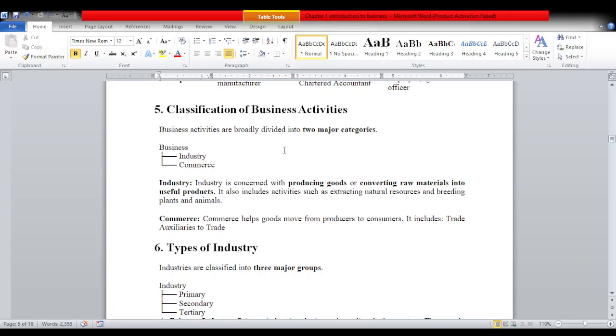On the other hand, we are understanding commerce. Commerce helps goods move from producer to consumer. It includes trade and auxiliary to trade. In industries, you are producing and converting the raw material into finished goods. You are not selling. But in commerce, you are selling your goods and services to your customer, to your consumer.